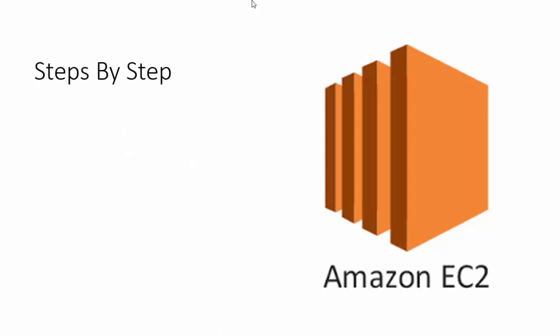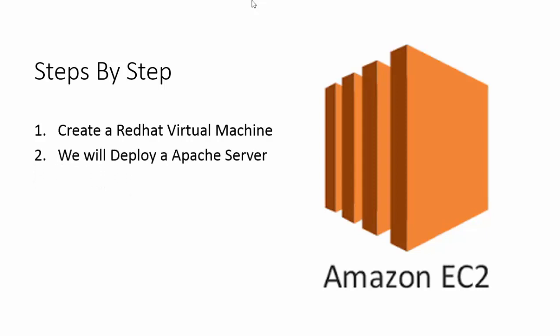The first thing that we require to do is to create a virtual machine, which is known as EC2 in AWS Cloud Services. The second thing is to deploy a web server, which is your Apache web server. The third, we'll be publishing a web page. The sample web page would be Hello World. So let's get started.